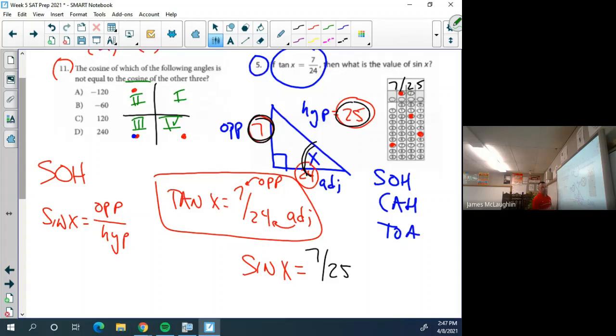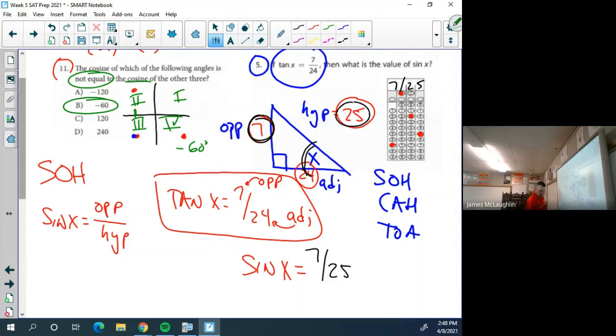Right? Both of these values here have the same cosine value being negative. This guy would not work. Negative 60 degrees is not going to give you the same value as the other three. And again, the one not equal to the other three is negative 60.